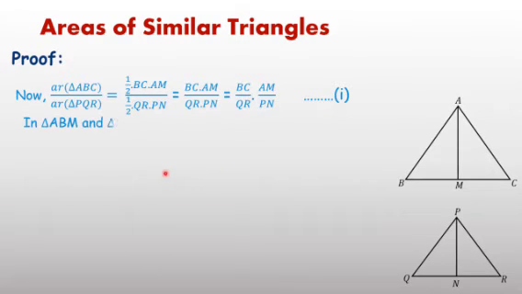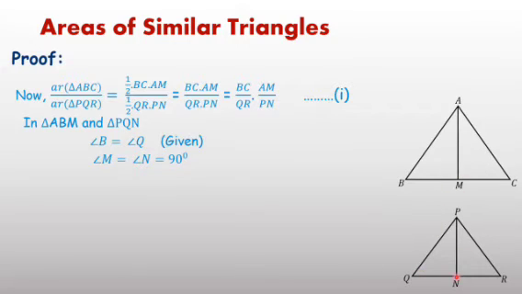Now next step. In triangles ABM and PQN, can you prove these two triangles are similar? Angle B equals Q. These two angles are equal because it is given, and given means triangle ABC is similar to PQR, therefore corresponding angles are equal. Therefore we can write B equals Q.